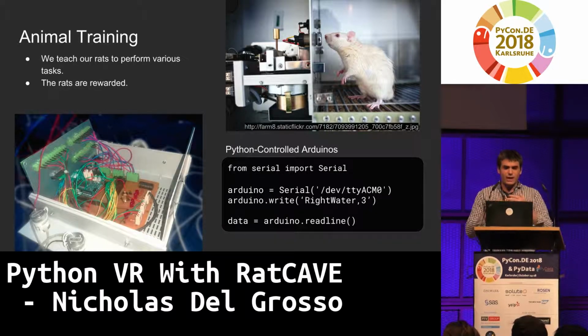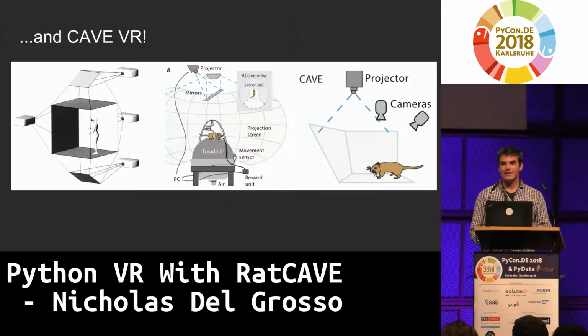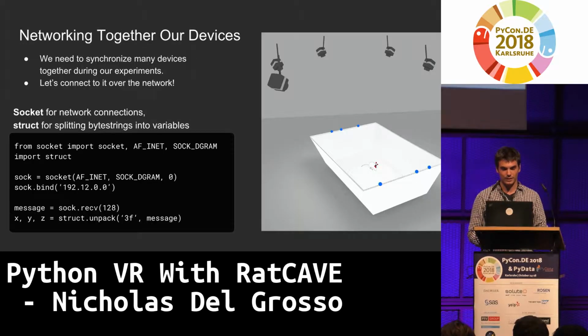We use Python for every part of this, from controlling our devices, our little levers and our buttons using the serial package, to showing things on screen using PsychoPy, which is amazing for showing psychophysics stimulus, and even for virtual reality now using Python. Instead of putting little headsets on the rats' eyes, I'm building a CAVE VR system for the rats so that they can freely move around and we can warp a 3D environment around them.